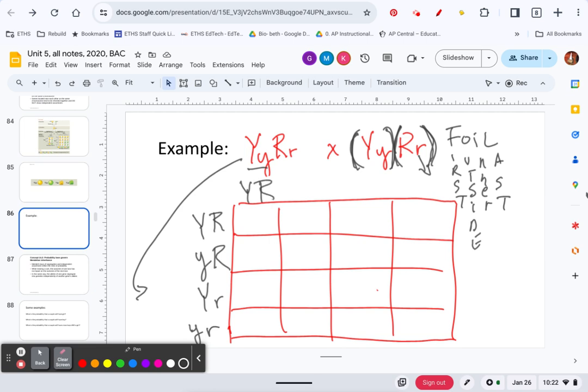Then I do outside. First letter on the first parentheses, big Y. And I look at the very outside on the other edge, it's a little r, outside. Then I do inside, small r, big R. And then I do the last ones.